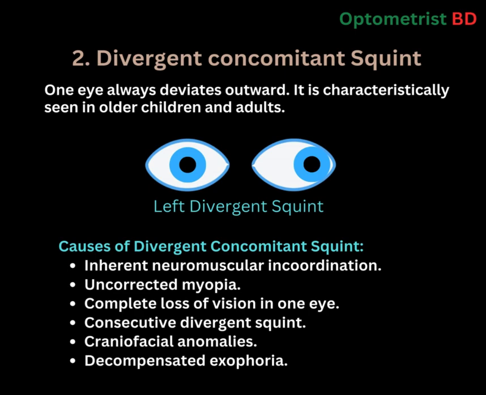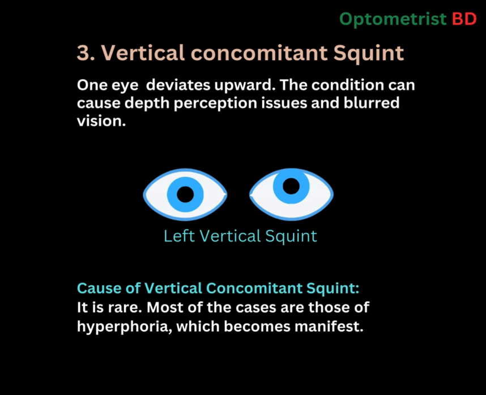Divergent concomitant squint. One eye always deviates outward. It is characteristically seen in older children and adults. Causes of divergent concomitant squint: inherent neuromuscular incoordination, uncorrected myopia, complete loss of vision in one eye, consecutive divergent squint, craniofacial anomalies, decompensated exophoria.